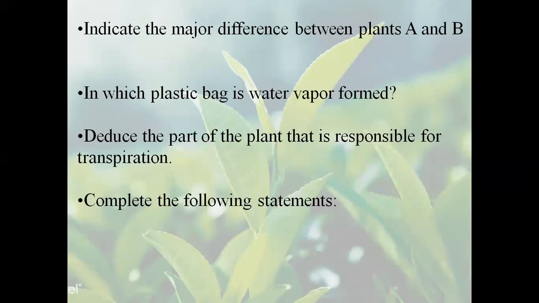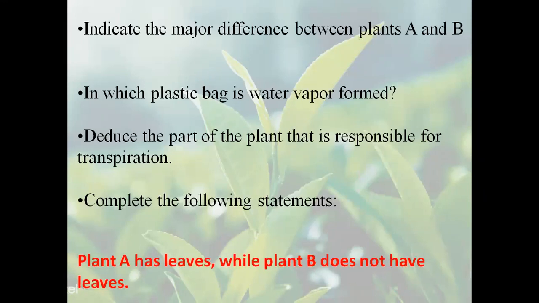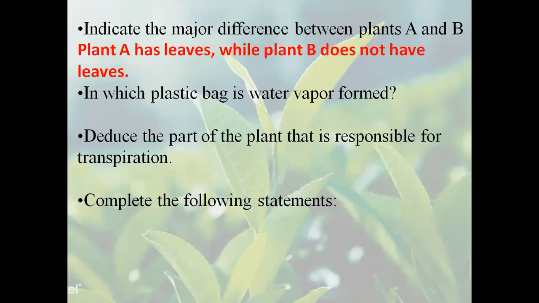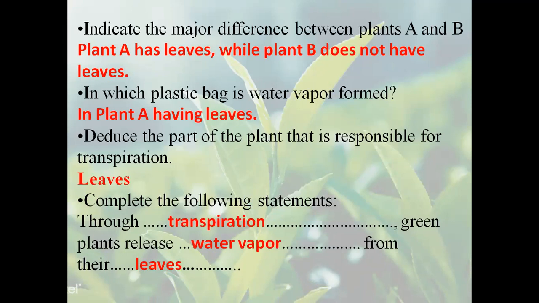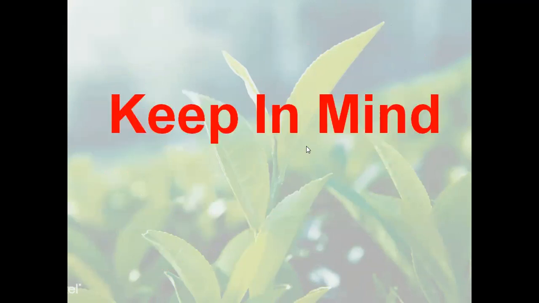So here, the major difference is the variable factor. It's the leaves. In the plastic bag covering plant A, water vapor is formed. What is the part responsible for transpiration? The leaves. Complete the following statement: through transpiration, green plants release water vapor from their leaves.